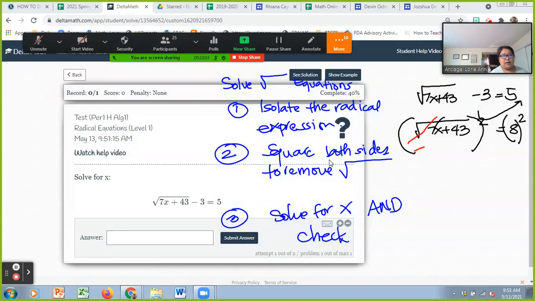And then you have to cancel the radical sign and the power 2. So you will bring down 7x plus 43 is equal to 64. Did you get that? The reason why you need to separate the radical sign is so you can square it later and remove the square root. Now from here, can you solve for x?